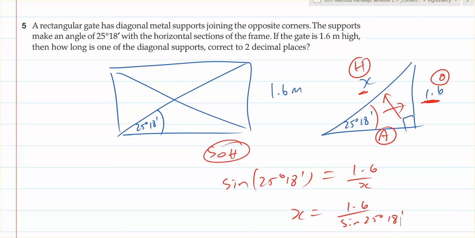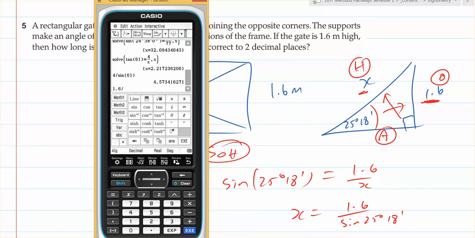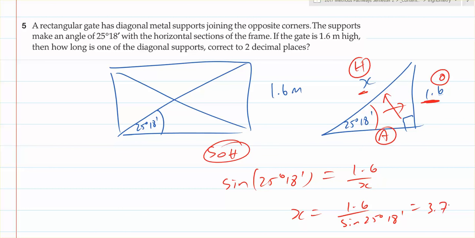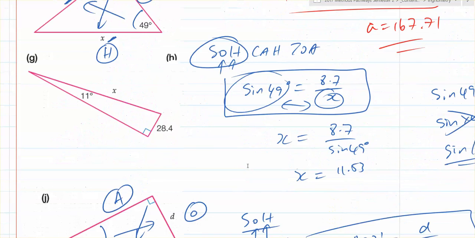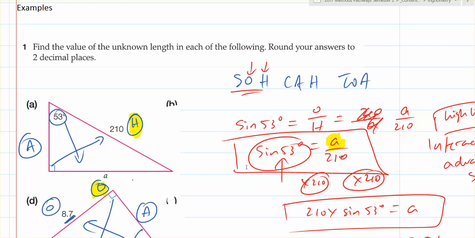So to work out the length of the support, you go 1.6 divided by sine 25 degrees. Okay, I need to go to Maths 1 to get DMS. 25 degrees, 18 minutes. Close brackets, 3.74. Okay, so it's 3.74, and this is in meters. So the diagonal supports are 3.74 meters long. So that's the gist of trying to find side length. So it's always labeling, identifying your sides, choosing the correct ratio and forming an equation from that, and then solving it.